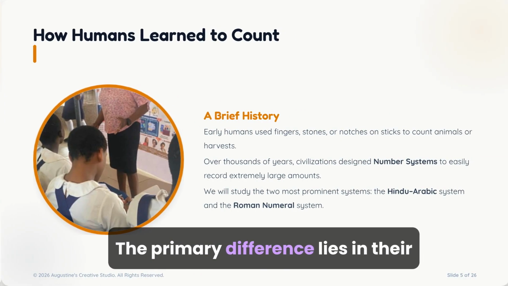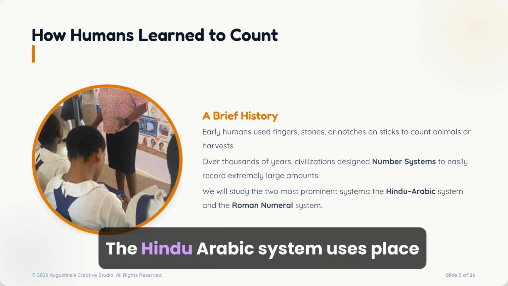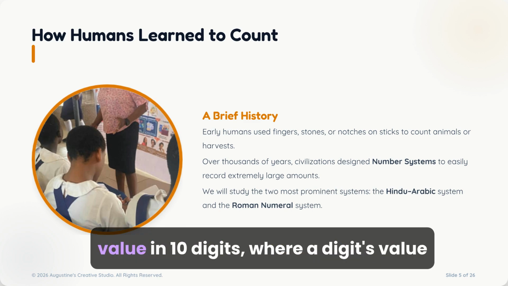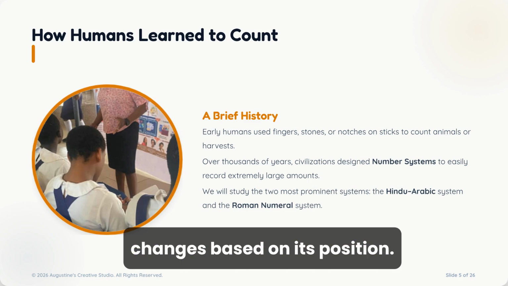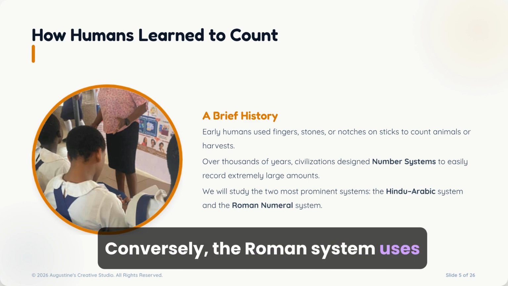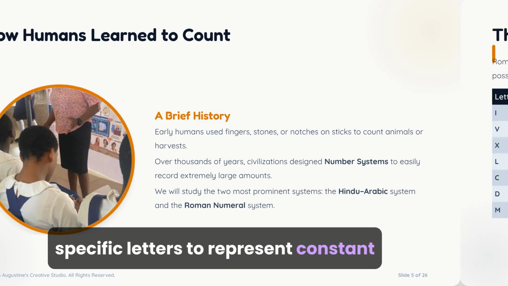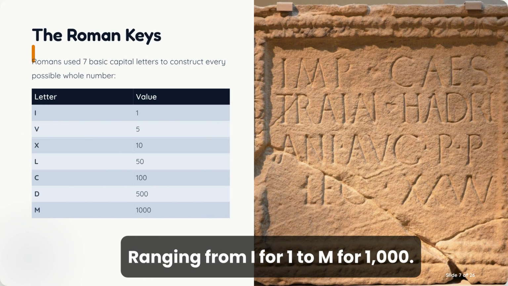The primary difference lies in their structure. The Hindu-Arabic system uses place value and 10 digits, where a digit's value changes based on its position. Conversely, the Roman system uses specific letters to represent constant values, ranging from I for 1 to M for 1,000.